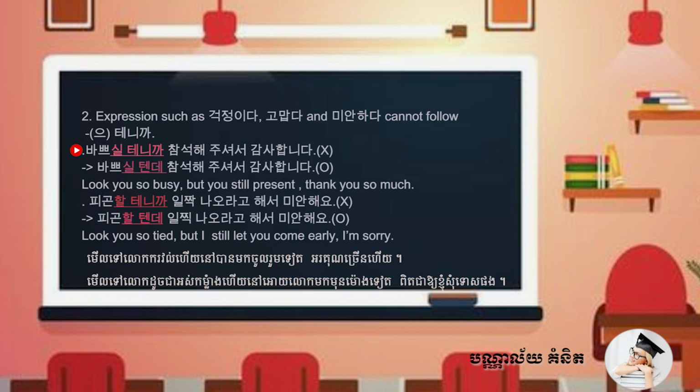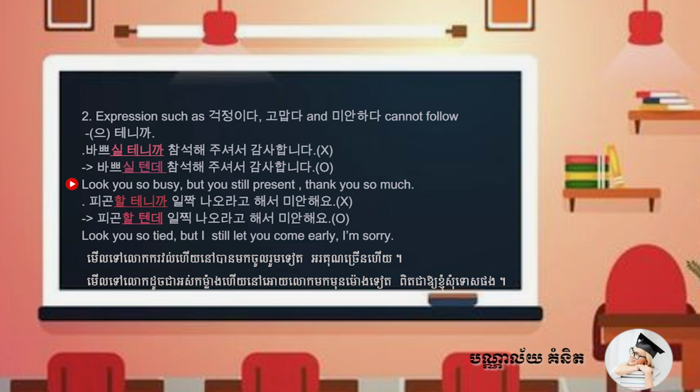But we can use it with 을텐데. Now we look at the example. 바쁘실 텐데 참석해 주셔서 감사합니다. This sentence means that look, you're so busy, but you're still present. Thank you so much. 을텐데 we use with an actual situation, and the following sentence we don't mind. 바쁘실 텐데 means that you see that person is very busy, but he or she still comes to join our party, to join our meeting. He joined, even though he is busy.